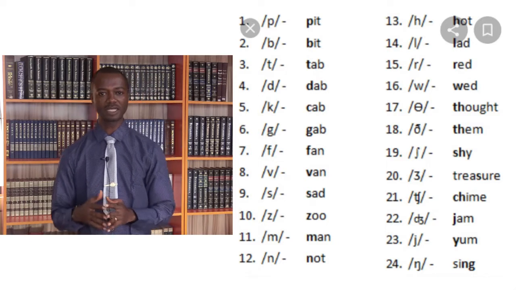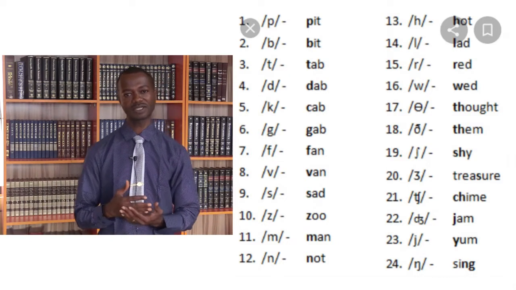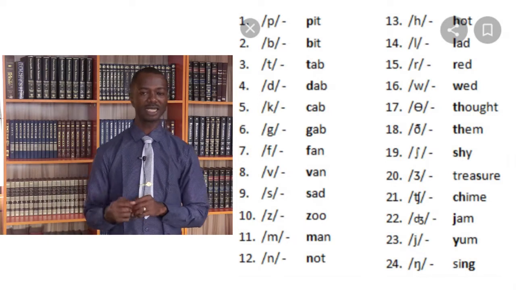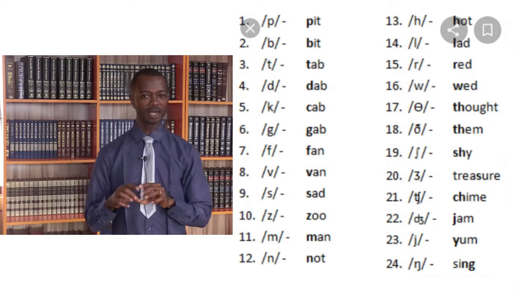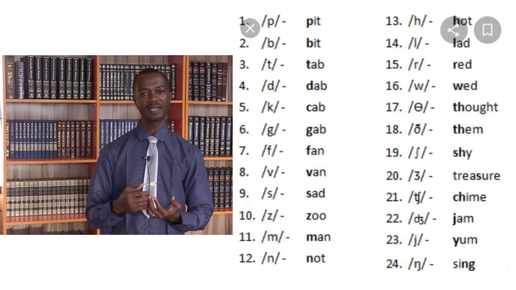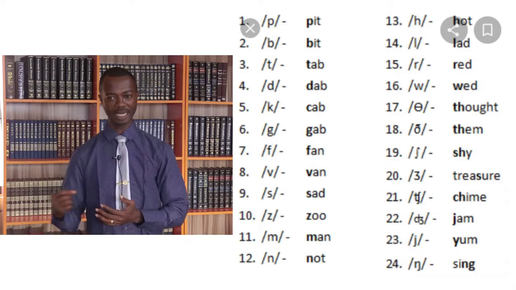The last one is the ng sound. The ng sound is a nasal consonant. There are three nasal consonants in the English language. There's the m, the n, and the ng. Now the ng is found in words like prank, in bang.